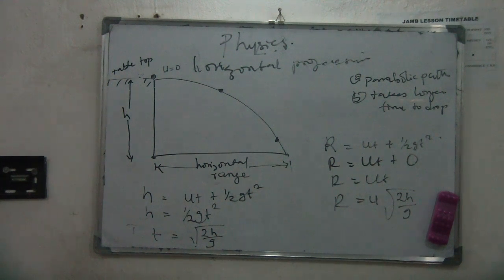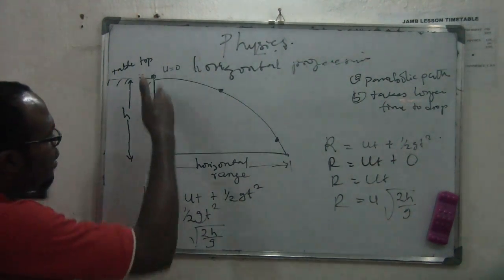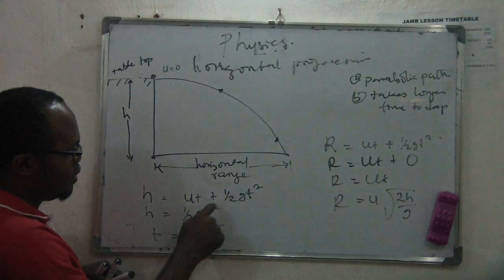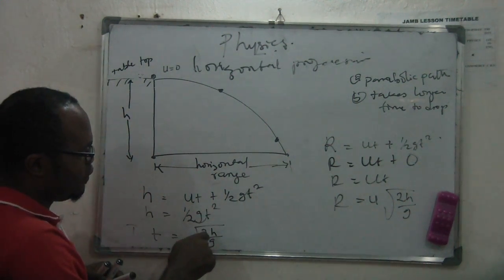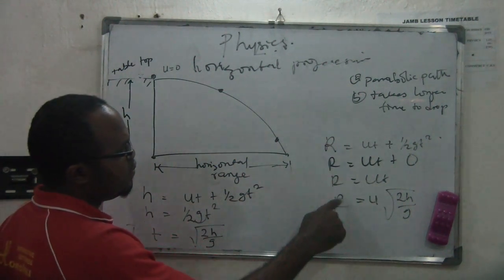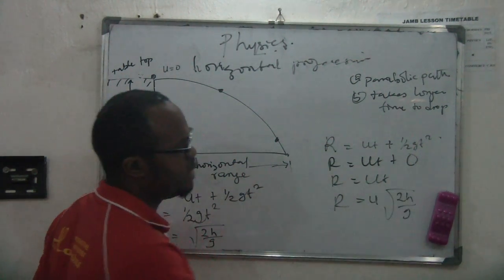So that's what we have for horizontal projection. So for every horizontal projection, h is equal to half gt squared and t is equal to root of 2h over g. Whereas for the range, R is equal to u root 2h over g.